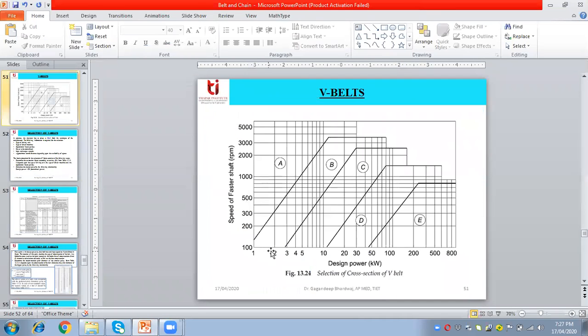So at this point in the numerical problem, it is given that the design power is, suppose, 7 kilowatt and the speed of the faster pulley is 5,000. So if it is 5,000, according to that you will select the cross section of the belt as A. So you will select the cross section of the belt by considering the design power and the speed of the faster shaft.